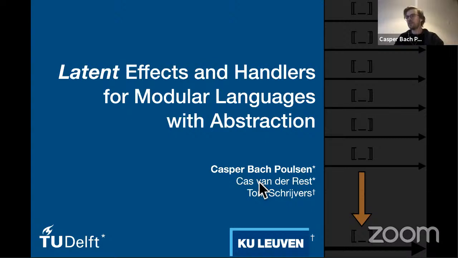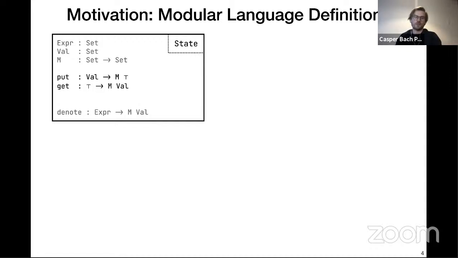So this is joint work together with Cas van der Rest and Tom Schrijvers. The motivation for this work is to define modular languages. So here we have a box which represents a language. In this case, it's a state language. And it's a language definition which has a denotation function which associates expressions to computations, where computations are given by some monad M. And well, the denotation function associates expressions to computations that yield values. So we have a type of expressions, a type of values, and then some computation M, which has at least two effects defined for it. We have a put operation and we have a get operation.